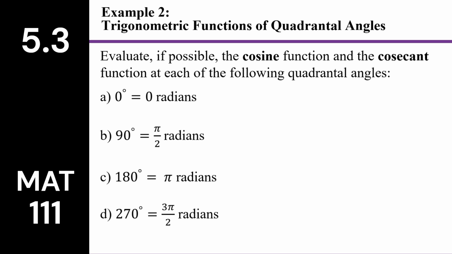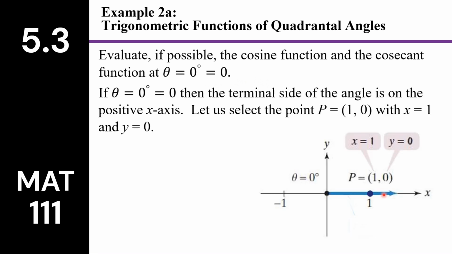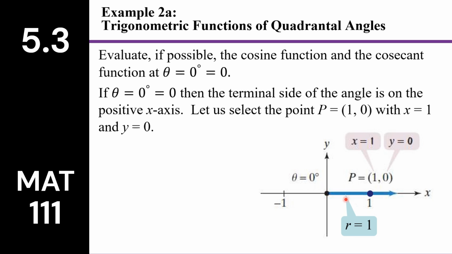Example 2. Evaluate, if possible, the cosine function and the secant function at each of the following quadrantal angles: 0 degrees, 90 degrees, 180 degrees, and 270 degrees. For theta equals 0, we can use any point along the positive direction of the x-axis, so we'll select the point (1, 0). To find r, we can use our formula, or we can notice that the distance from the vertex (0, 0) to our point is 1 unit, so r equals 1.